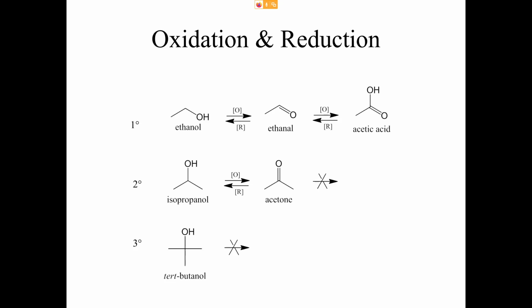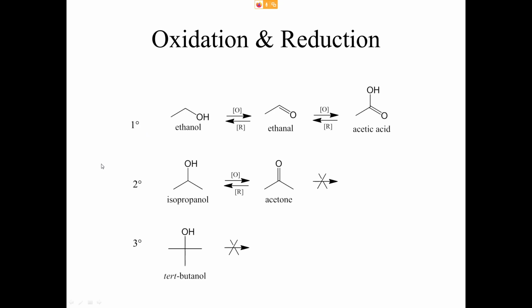So this chart is nothing new. We've seen it before, where we have the list of alcohols on the left, our primary, secondary, and tertiary alcohols. And to remind you, that means that the carbon that the O is attached to is connected to either 1, 2, or 3 other carbons. All right, so you have primary, secondary, and tertiaries.